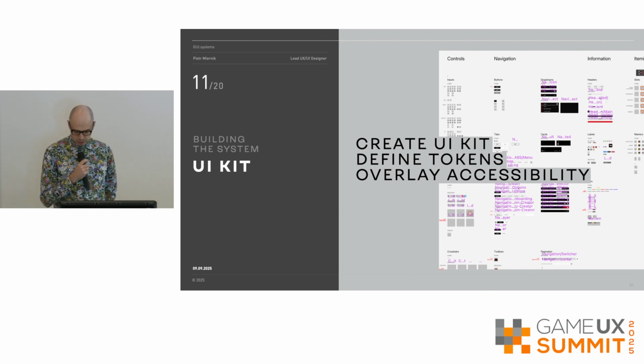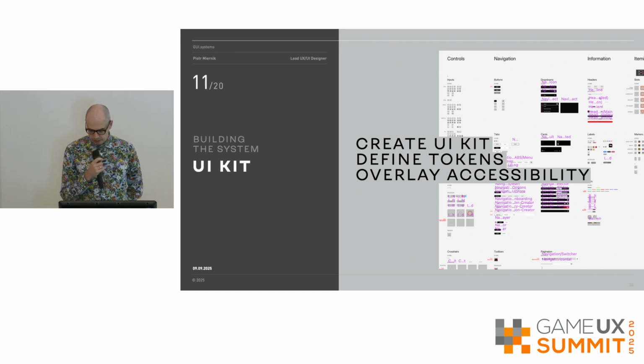Tokens are values for color, spacing, font, radius, all in machine-readable form. The UI kit is the visual representation in Figma or Sketch. Importantly, we overlay accessibility checks here.